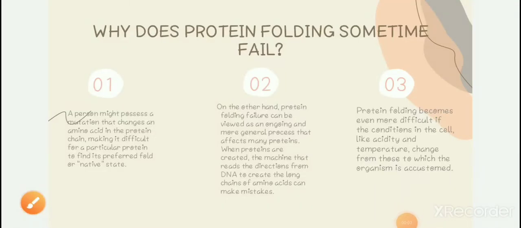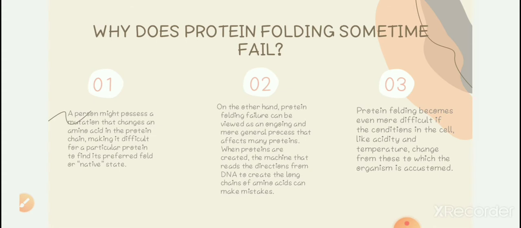Why does protein folding sometimes fail? There are three major reasons for this. The first one is a person might possess a mutation that changes an amino acid in that protein chain, making it difficult for a particular protein to find its preferred fold or native state. Ito yung mga case for inherited mutations, for example, those leading to cystic fibrosis or sickle cell anemia.